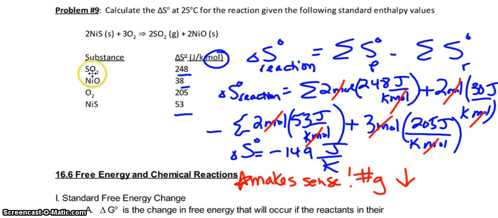Just to note a couple other things. Notice that your SO2 is a gas, and look how high the delta S value is for sulfur dioxide. Notice that your nickel oxide and nickel sulfide are fairly small numbers.